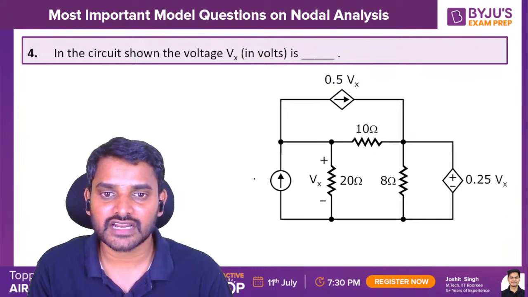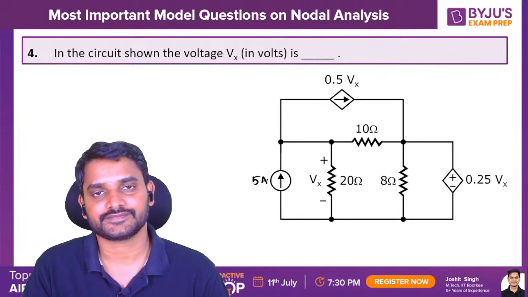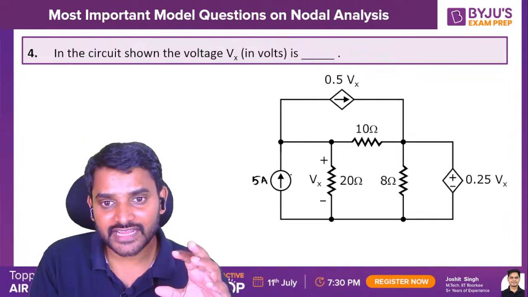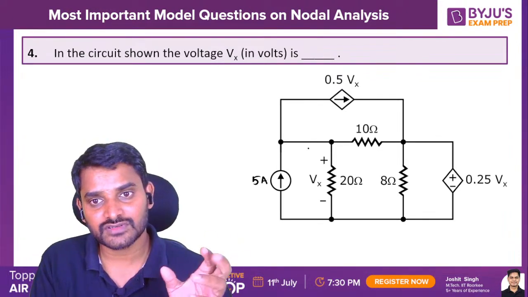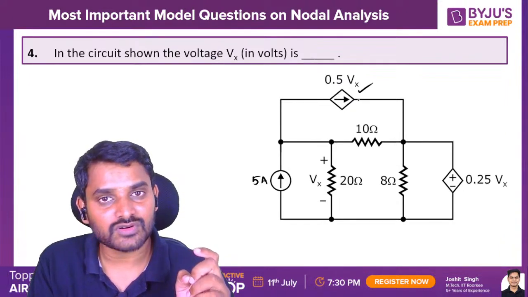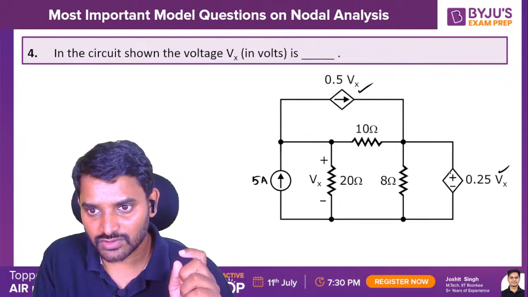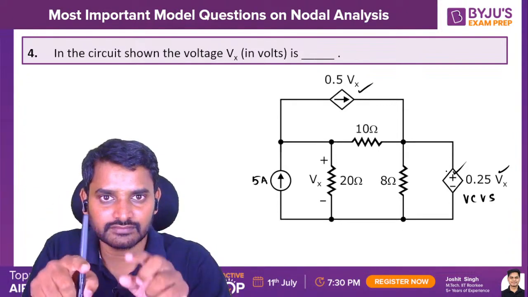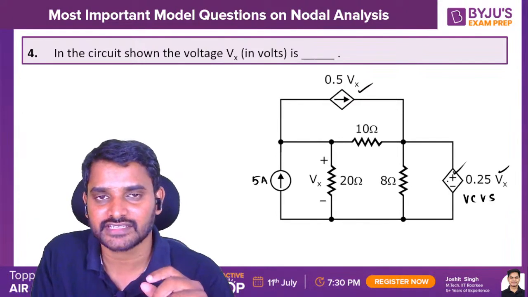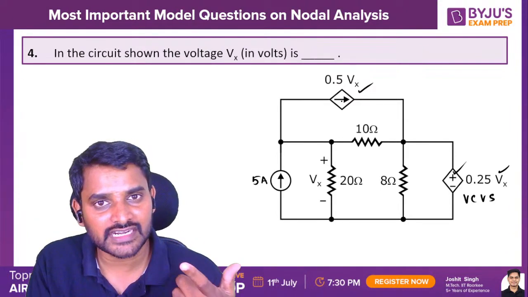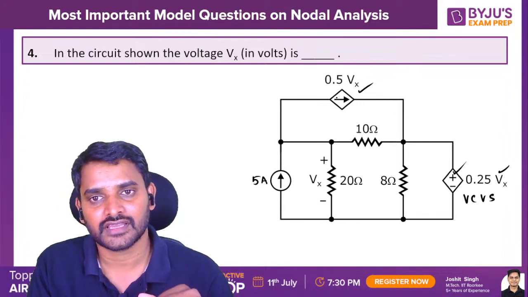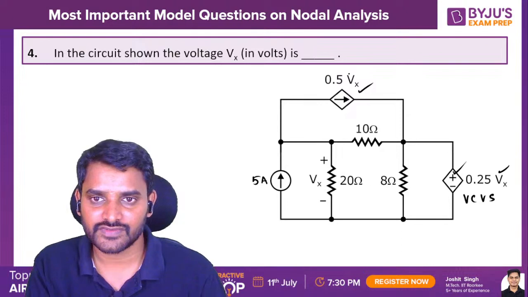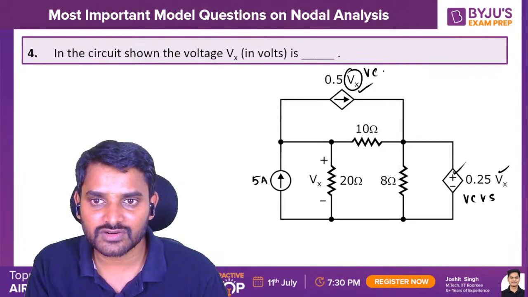Let me take this current source value as around 5 amperes. Now see, this network has one independent current source, one voltage controlled current source, and one voltage controlled voltage source. This is a voltage controlled voltage source because inside the box we have plus and minus polarity, so it's a voltage source. Here we have a current direction, so it's a current source. Now besides the box, what is the parameter? That is what you need to see. So we have got V. It's a voltage controlled current source.